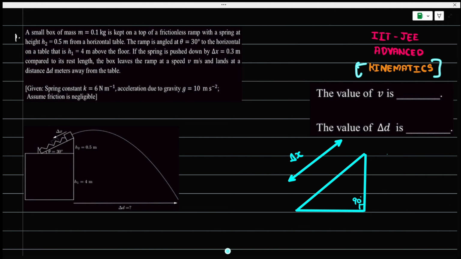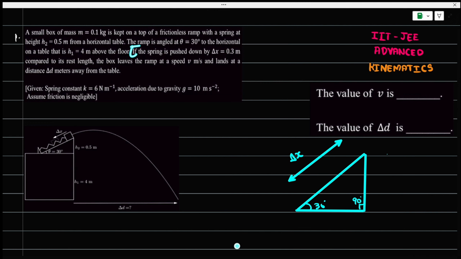The question says a small box of mass m equal to 0.1 kg is kept on top of a frictionless ramp with a spring at h2 equal to 0.5 meter from the horizontal table. They have given that h2 equal to 0.5 and it is on the top of this table where h1 equal to 4 meter. So the total height will be 4.5 meter. Now the ramp is angled at theta equal to 30 degree. This angle they have given as 30 degree.